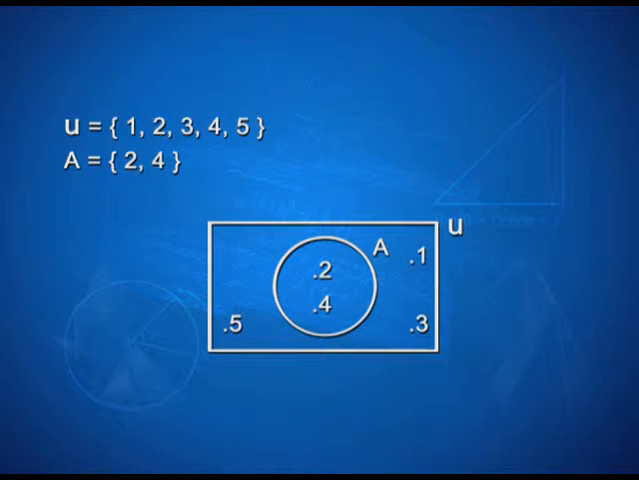For example, let U be the universal set containing the elements 1, 2, 3, 4 and 5. And let A be its subset containing the elements 2 and 4. Then the Venn diagram will be represented like this. The universal set will be denoted by the rectangle and its subset A will be represented by the circle. The elements of set A will be written inside the circle. Since A has the elements 2 and 4, the numbers 2 and 4 will be written inside set A. And the remaining elements 1, 3 and 5 will be written inside the rectangle.